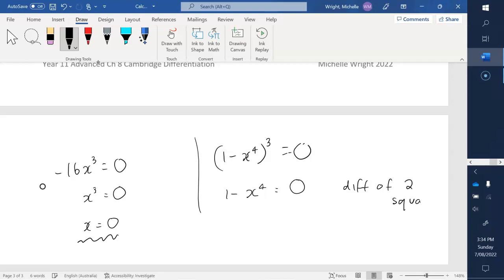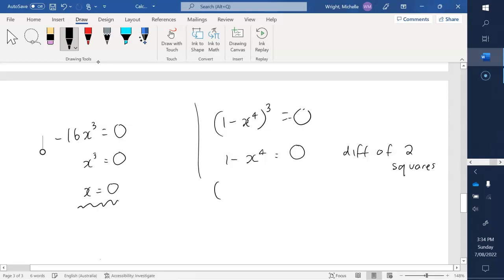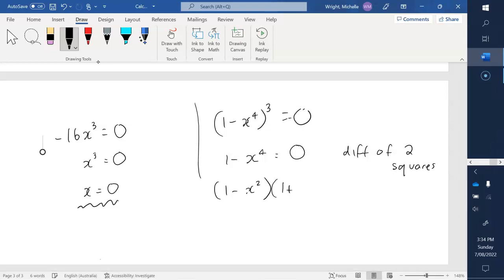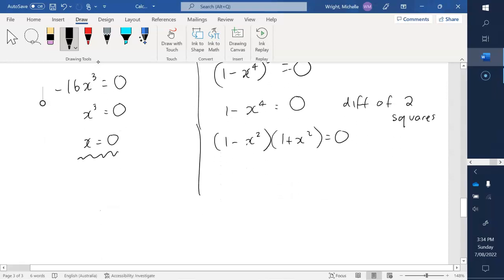It's a bit of a harder difference of 2 squares, but 1 squared is 1, and x squared squared is x to the power of 4. So I've got (1 minus x squared)(1 plus x squared) is equal to 0. Okay, we can do this. Now, let's have a think again.